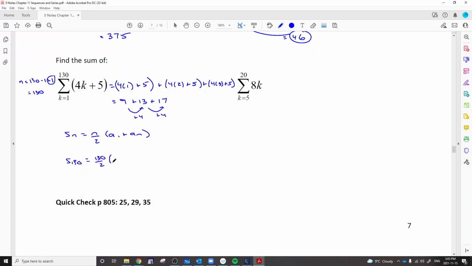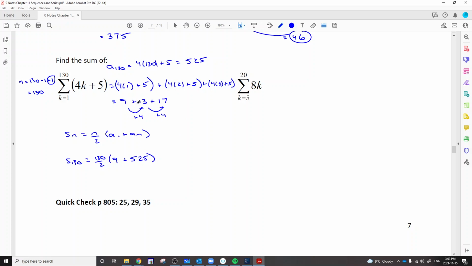130 divided by 2, where the first term we discovered was 9. Now we want to find the nth term. So we want to plug in k is 130. So to find that 130th term, we're going to plug in k is 130, and we end up with 4 times 130, plus 5, which gives me 525. All right, so that's what we're going to plug in for the nth term.